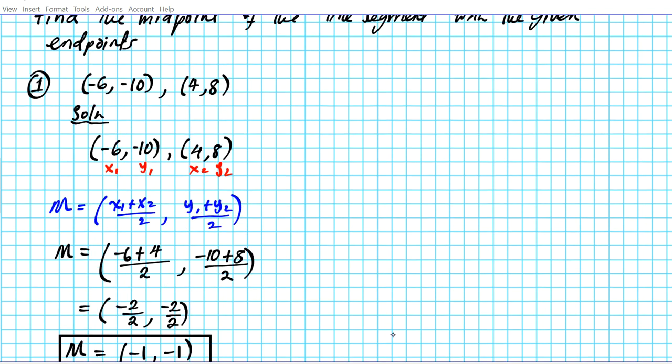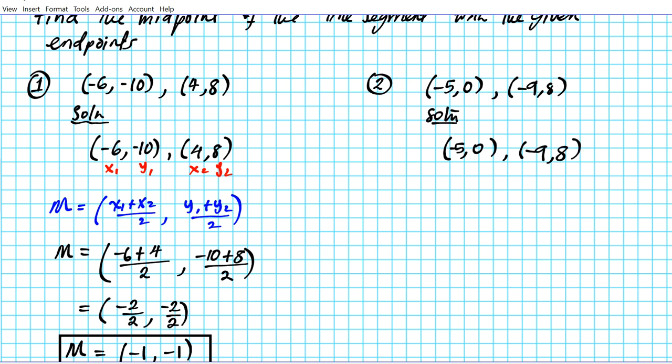All right, let's take a look at another example. Problem 2. So question 2, let's say we have the points (-5, 0) and (-9, 8). We want to find the midpoint of those. So the solution is as follows. Let's rewrite the points: (-5, 0) and (-9, 8).